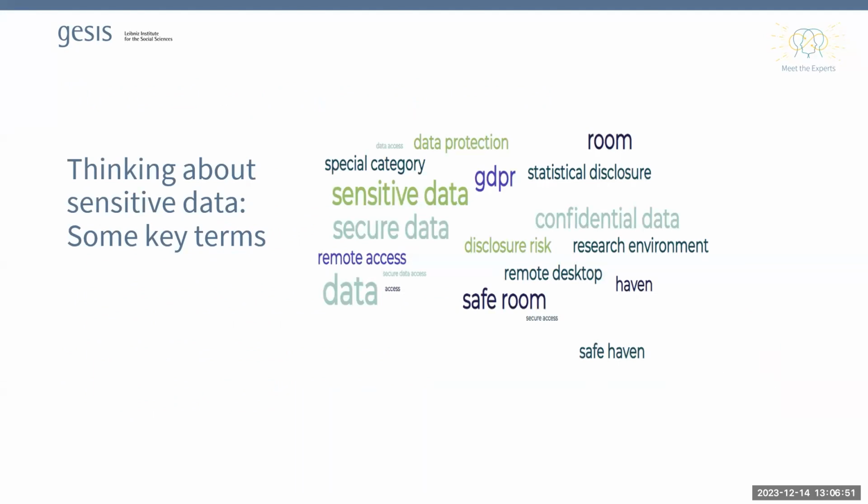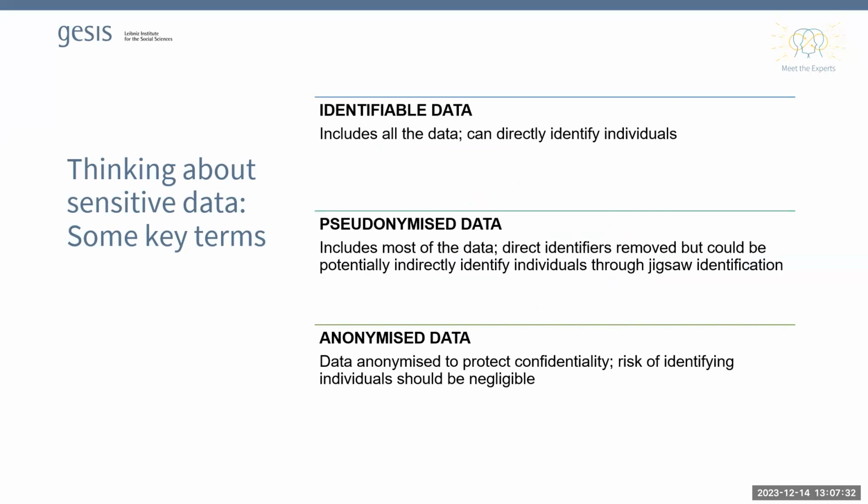So let's think about sensitive data first of all. There are so many different terms for this, and depending on what service you interact with or what country you're in, you will hear different terms for essentially the same thing. For example, you might hear sensitive data, secure data, confidential data, legally protected data. You'll hear all the legal terms flying around. And you'll hear different terms for the access routes: remote desktops, safe room, safe havens. We tend to get a bit caught up in the jargon. So let's try and just simplify it a little bit.